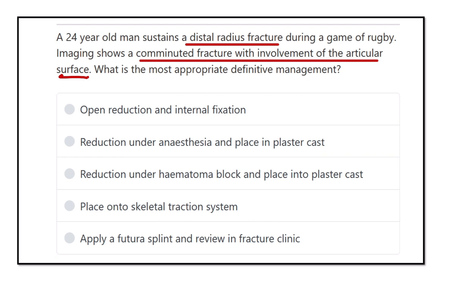So a patient suffering from a distal radial fracture, which is comminuted, meaning multiple fragments are present, and it involves the articular surface. What is the management option? Here the options are open reduction and internal fixation, reduction under anesthesia and place in a plaster cast, reduction under hematoma block and place into a plaster cast, place onto a skeletal traction system, apply a futura splint and review in fracture clinic.